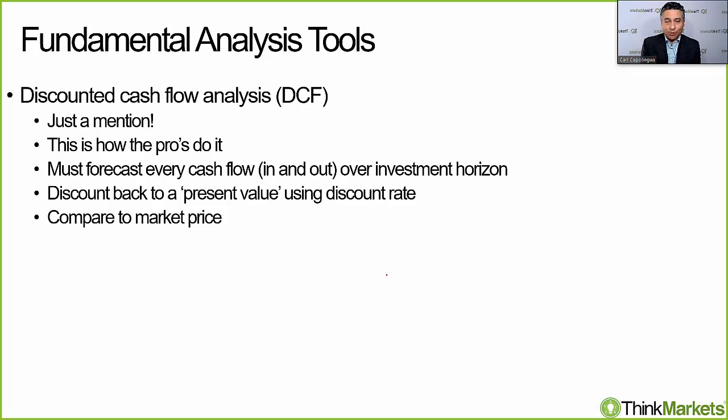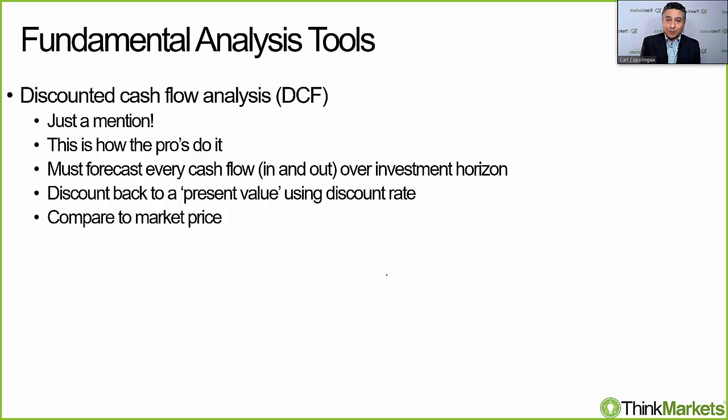Basically, we forecast every possible cash flow item that is in and out of the business over our investment horizon. Now, if our investment horizon is 5 minutes, we do it over 5 minutes. If our investment horizon is over 5 years, we do it over that time frame. And as you can imagine, thinking about every cash inflow and outflow for a company like BHP over 5 years is a substantial and onerous exercise.